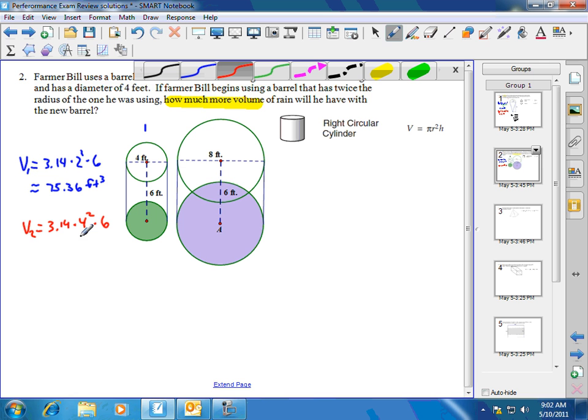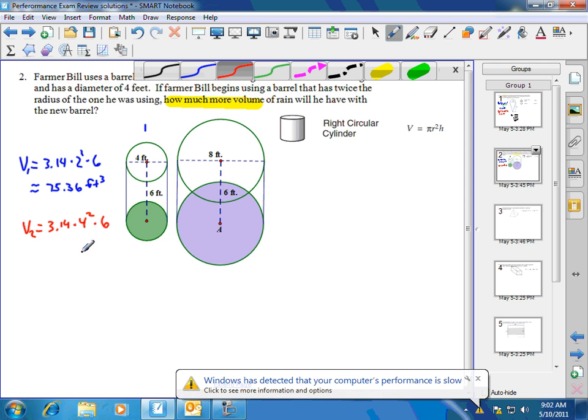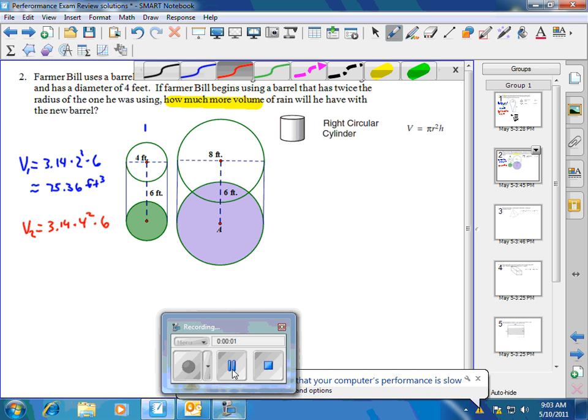Let's see, did I do that right? 3.14 times 16 times 6, and that is 803.84 cubic units. Pause here.